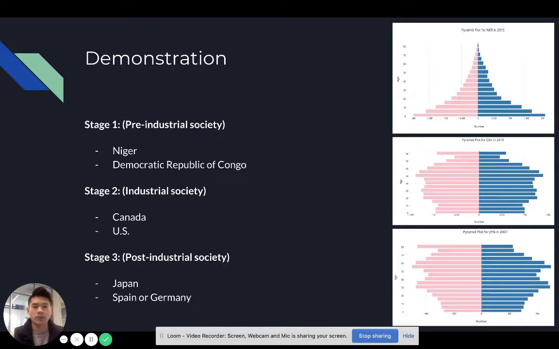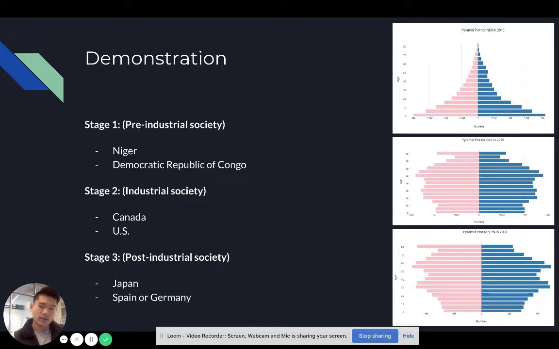In order to demonstrate how population pyramids work, we wanted to explain how we categorize the population pyramids into 3 categories: the pre-industrial society, industrial society, and post-industrial society. The stages of the population pyramids are correlated with higher life expectancy and lower child mortality rate, as a result of improvement in medicine, sanitation, or food supply. So you would see a population boom.